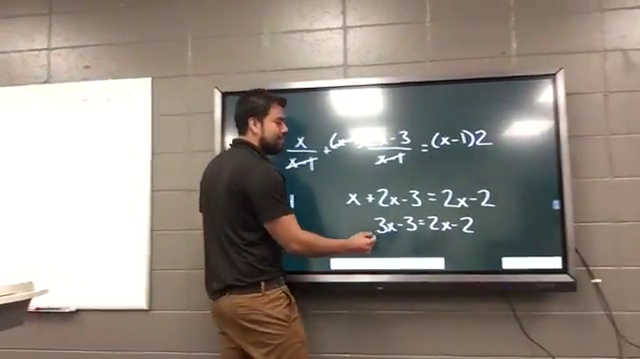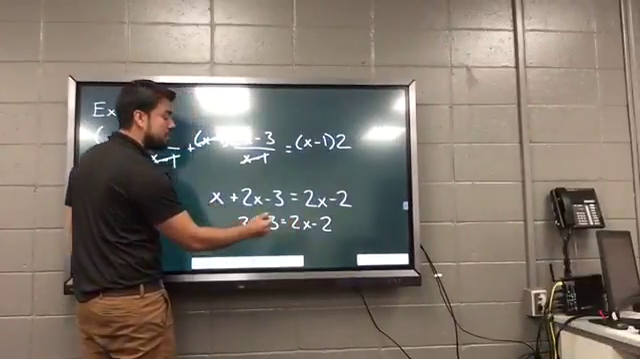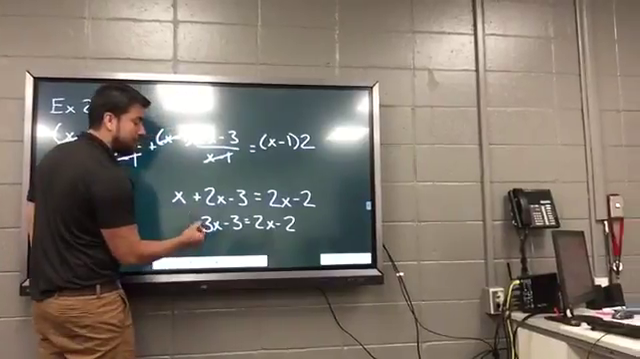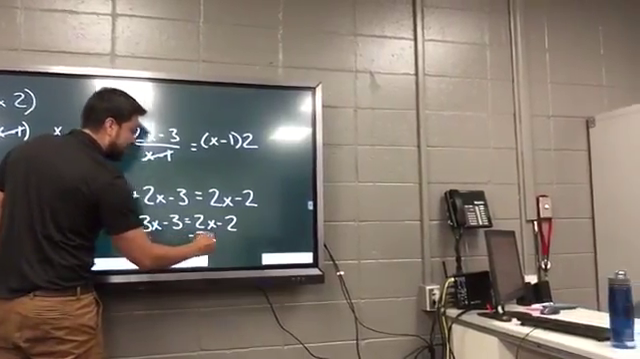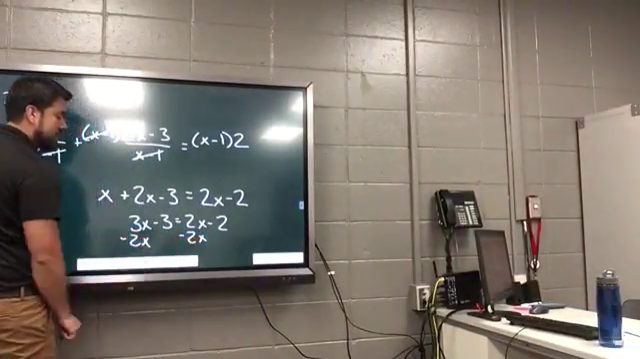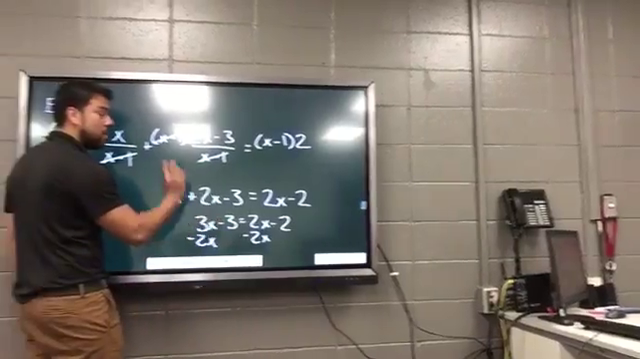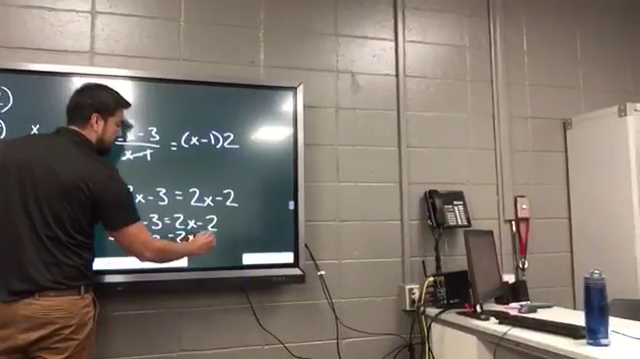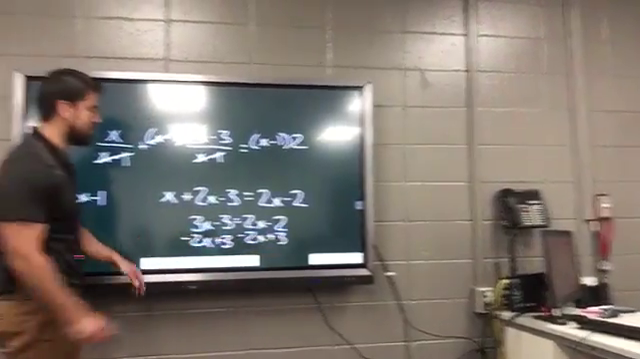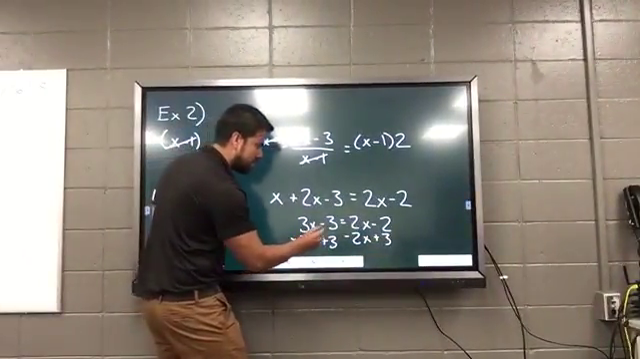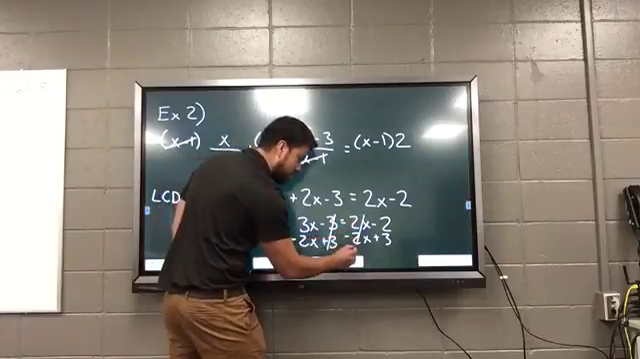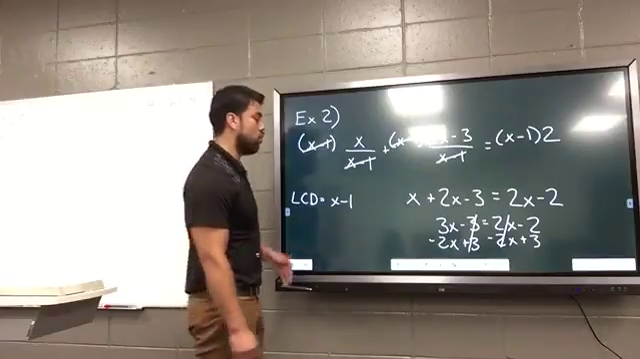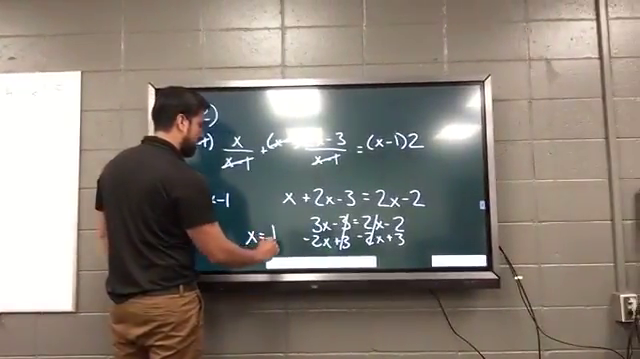Okay, then you want to get the variable only to one side or the other. So I usually like making my variable positive, but you don't have to. I'll subtract 2x from both sides. And then I'll get that 3 over to that side by doing what? Add 3 to both sides. So that might look complicated, but this is what I do. That's 0, and that's 0. So what am I left with? 1x equals 1. So x equals 1.